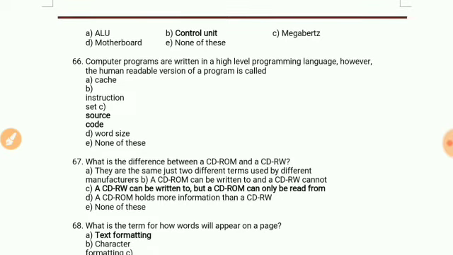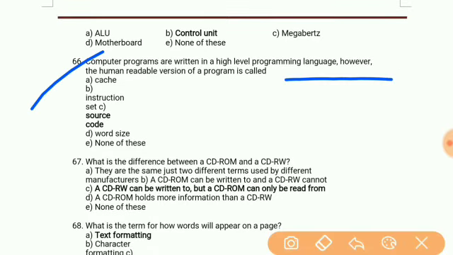Then computer programs are written in a high level programming language. However, the human readable version of a program is called source code. Okay, source code. Computer programs are written in a high level programming language, but the human readable version is called source code.